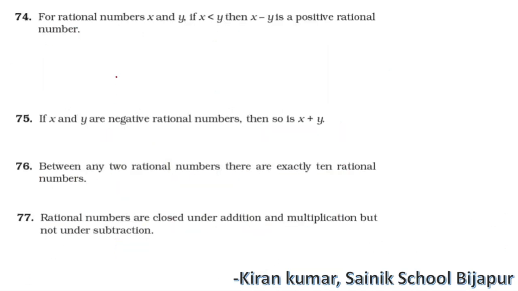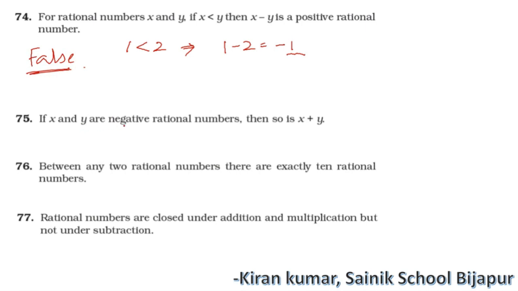Statement number 74. For rational numbers x and y, if x is smaller than y, then x minus y is a positive integer. Let us consider a simple example. 1 is less than 2. What about 1 minus 2? This will be minus 1. We are getting a negative here. So this particular statement is false.